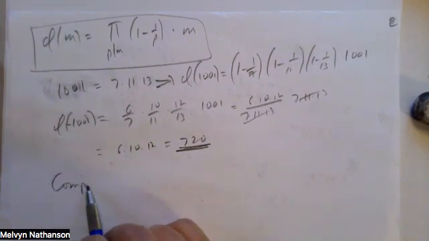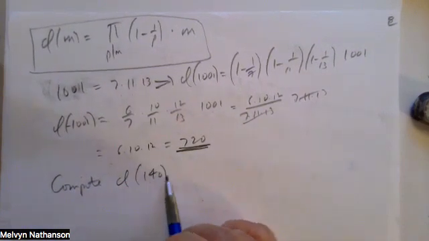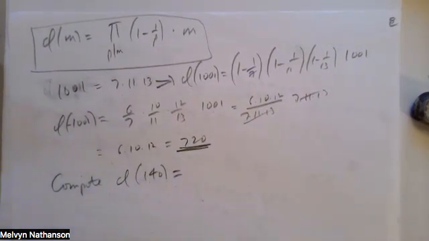Here's a problem for you to do right now, just for fun. Compute phi of 140. What is that going to be equal to? I'll pause for a moment to give you a chance to try to calculate that.